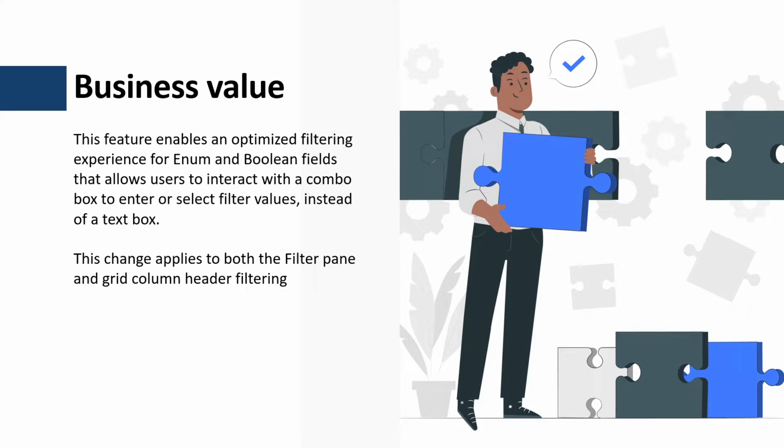This feature enhances the filtering experience when it comes to searching for a certain value in Enum and Boolean fields. Right now, the users can interact with a list of values instead of a text box. This feature applies to both the filter pane and grid filtering.